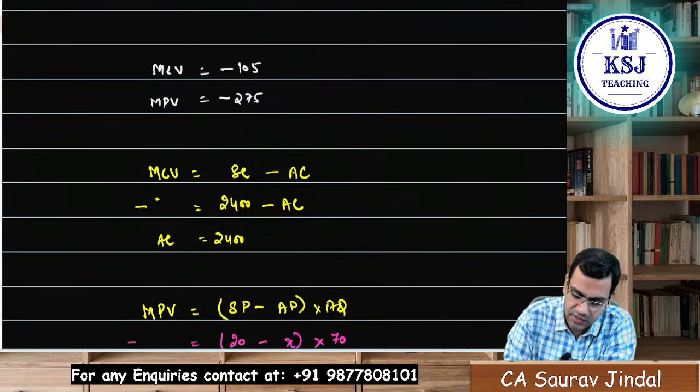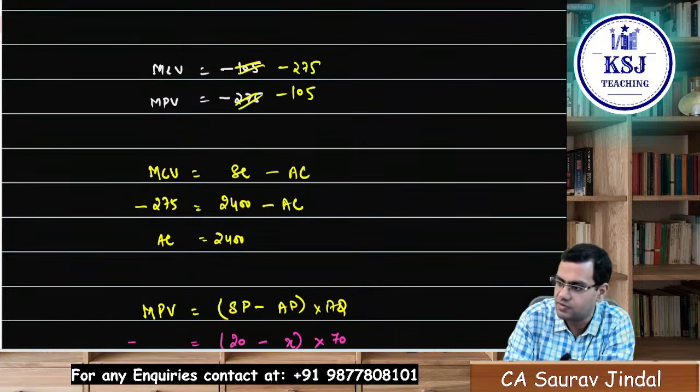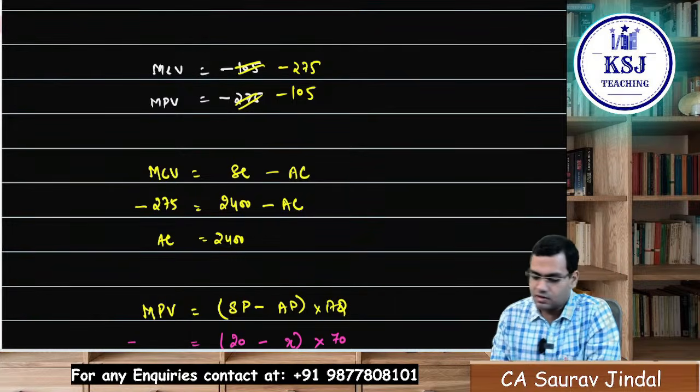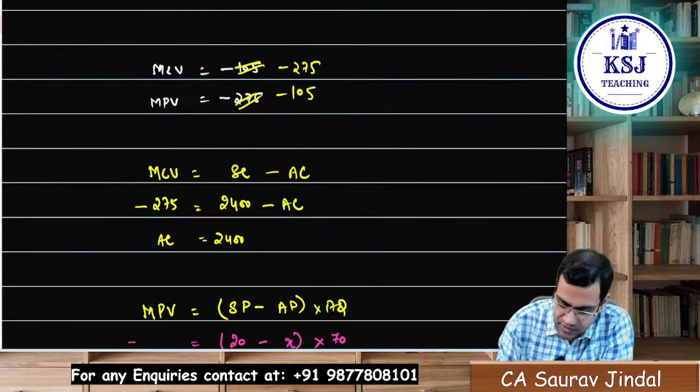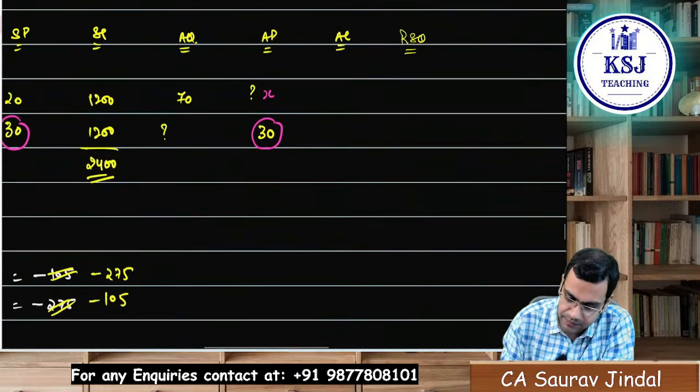So here it is 275, right? This is minus 275 and this is minus 105. Correct, na? Okay. Methodology was correct, but calculation problem, right? So this is 2675. 2675. Got it.